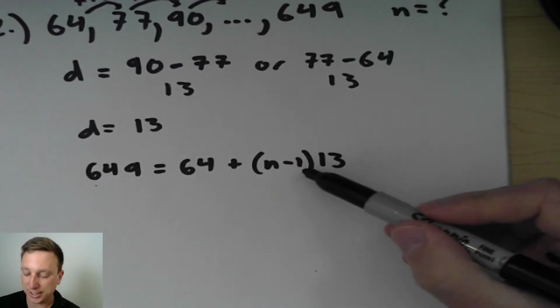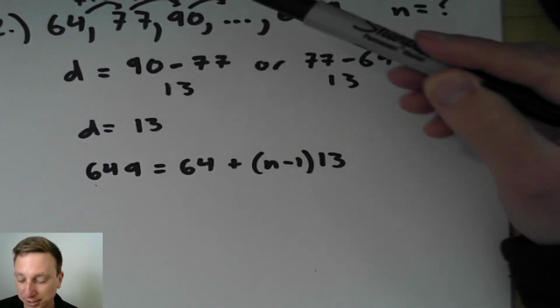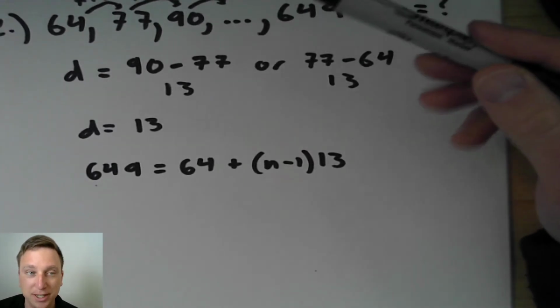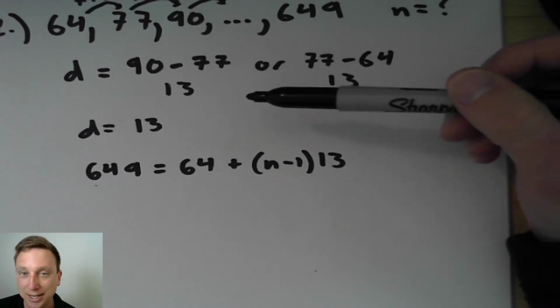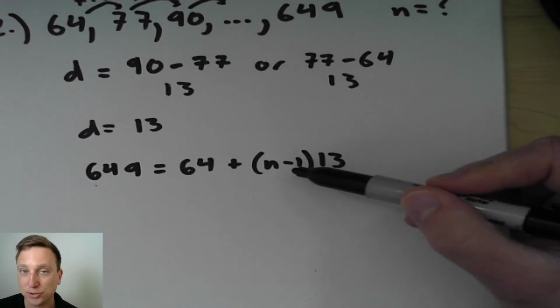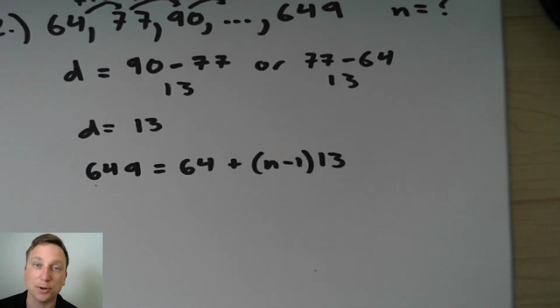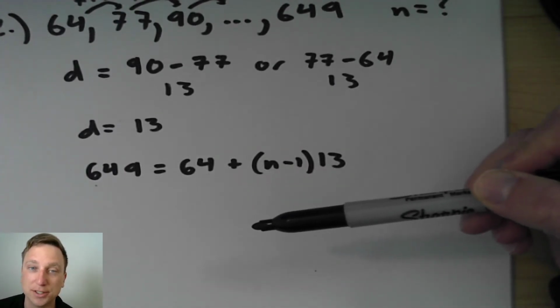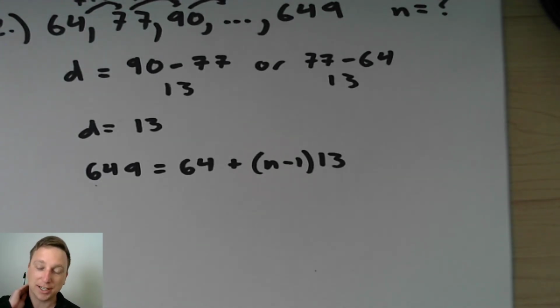So I add 13 n minus 1 times. To get to the fourth term, I add 13 3 times. To get to the 8th term, I'd add 13 7 times. To get to the 100th term, I'd add 13 99 times. So I do it n minus 1 times. And this is a formula that we could build in class, or you could have seen in one of the resources you were tasked with reading, watching, understanding this week.